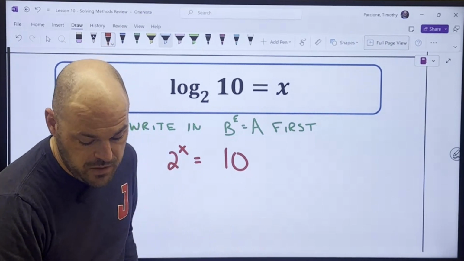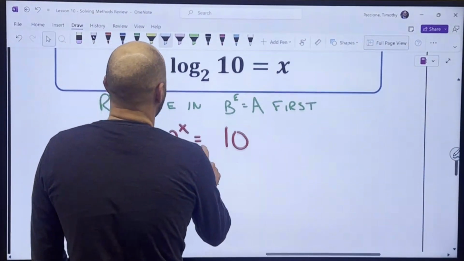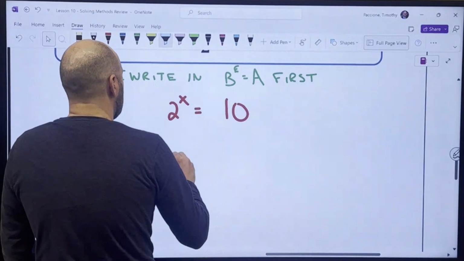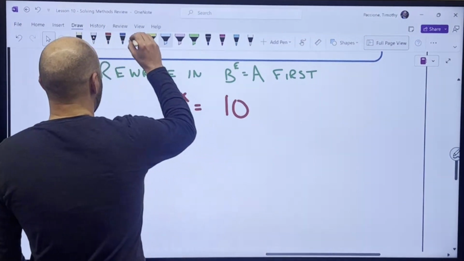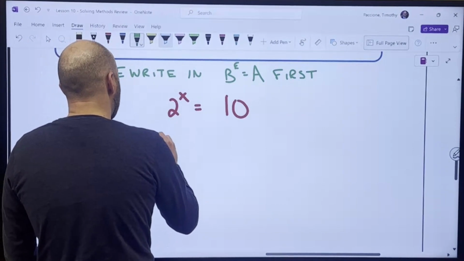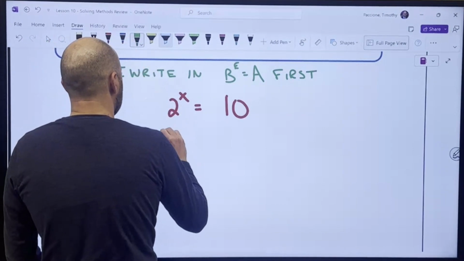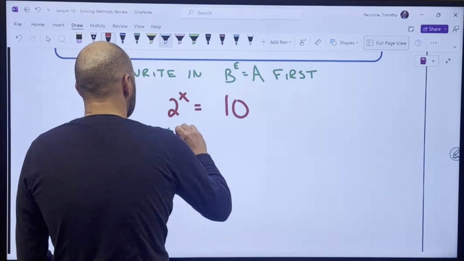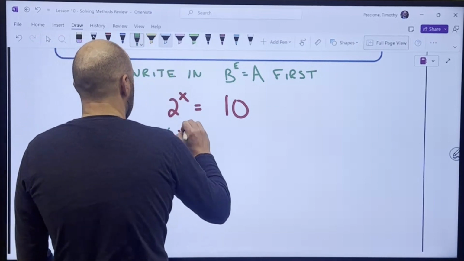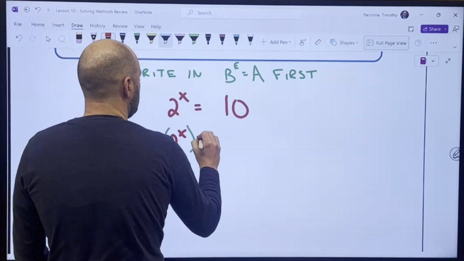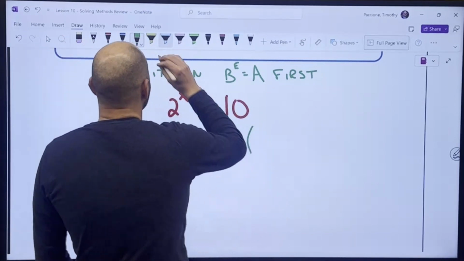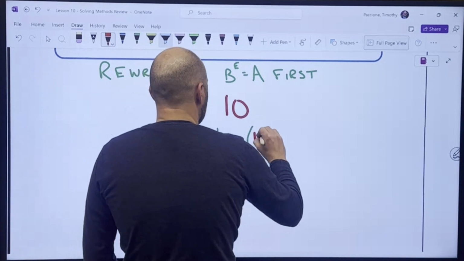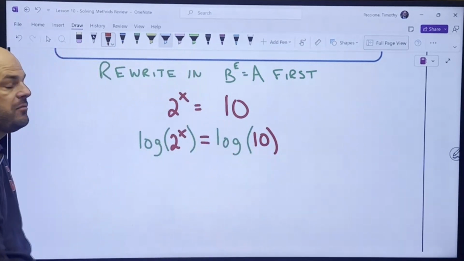So our strategy for this is we take the log of both sides, right? I'm going to write it twice. You can add the logs right there. But what I'm going to end up doing is going log of 2 to the x equals log of 10. All I've done there is taking the log of both sides.